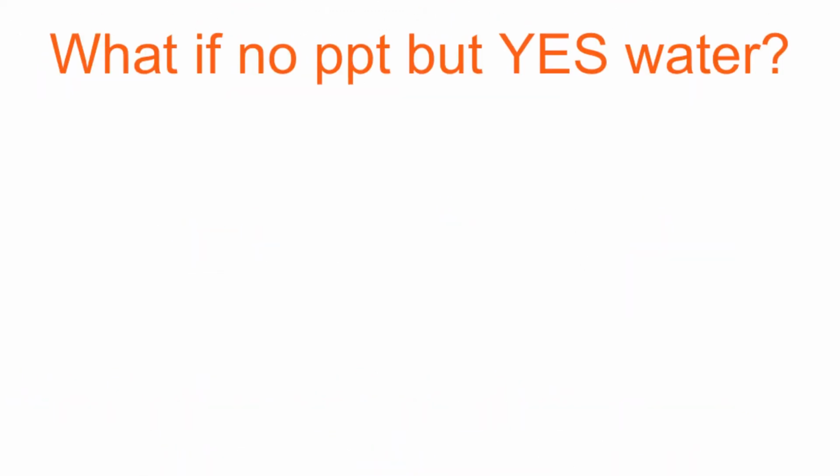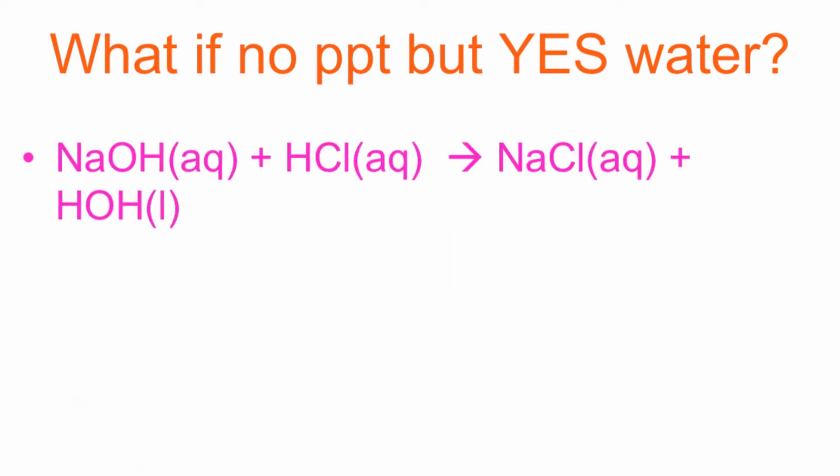So what happens if you don't have a precipitate? Let's say you make water. Well, here's an equation. Took some sodium hydroxide and some hydrochloric acid, and in a double replacement reaction, they swap places. You make sodium chloride and water. So what do you do with this?